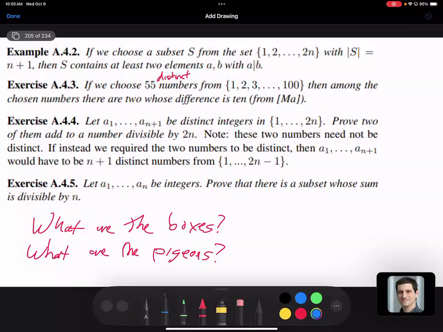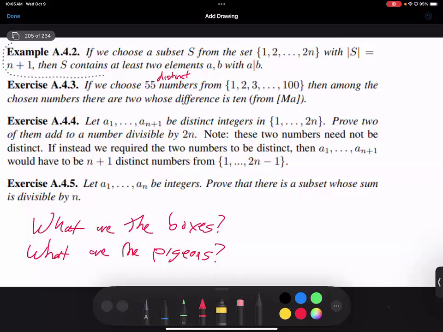So we've got 3 other problems I posted. This is A42. If we choose a subset S from the set 1 to 2n with at least n plus 1 elements, then it contains at least 2 elements with A dividing B. Does that sound like fun? Again, much of today is to try to figure out thought processes.